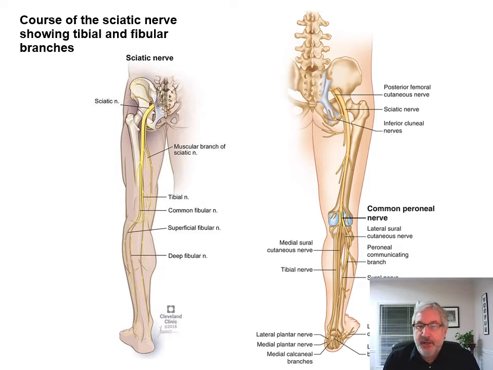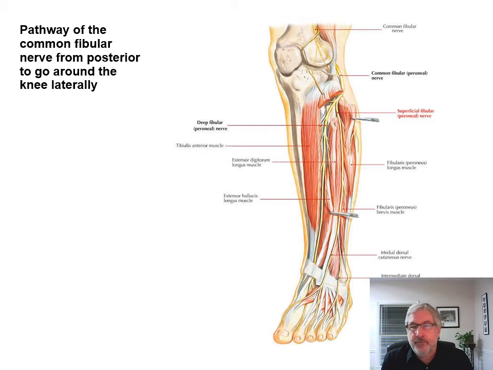Just another look at the sciatic nerve coming down. I don't think there's anything else I need to show you on this, except for, notice your common peroneal nerve and the wraparound it does right here around the fibula. We're going to talk about that in a second. And the pathway of the common fibular nerve coming right around, it goes underneath this muscle. This muscle's been cut here, so you see it's going along underneath that muscle, wrapping around the head of the fibula there. Next slide.